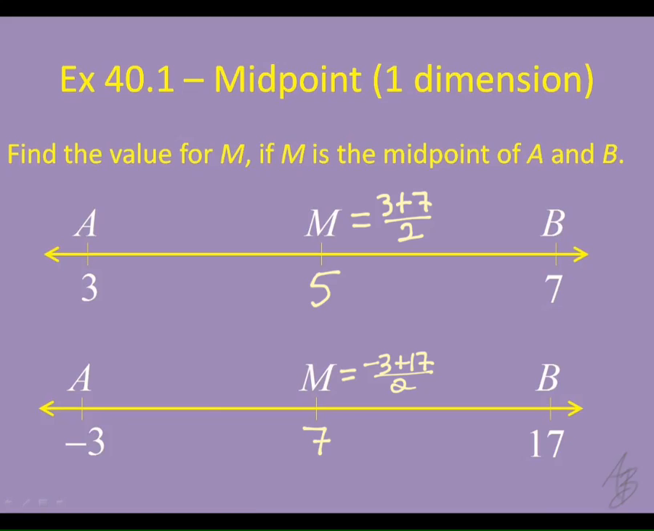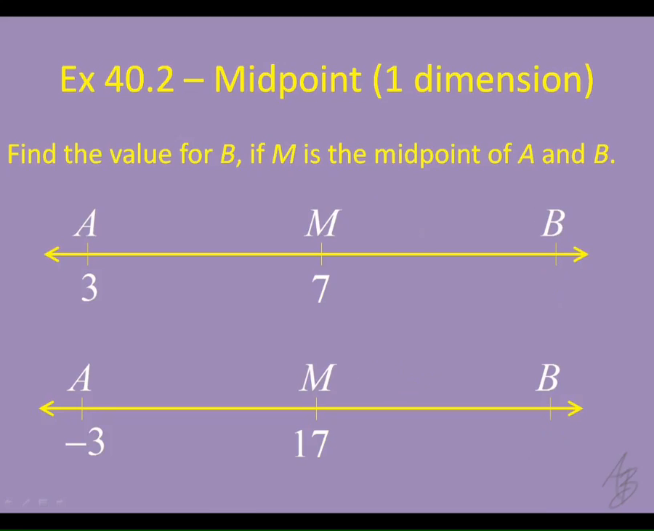That method is useful also if you want to find, for example, a number that's a third of the way between two numbers, or 2/5 of the way between two numbers. We're not going to do that, though. You don't need to worry about doing that.